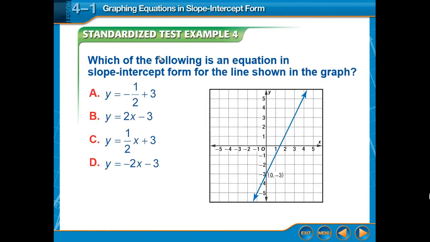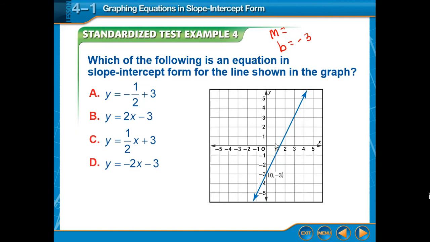All right, example 4. We should also be able to look at a graph and tell what the equation is. So in order to tell what it is, we need m and b. It's easy to start with b. You just look to see where it touches the y-axis. In this case, it's touching at -3. So that means b is -3.